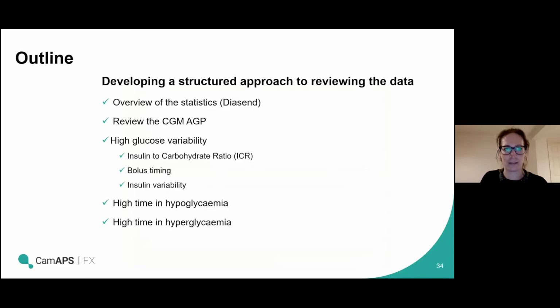So hopefully over the past 30 minutes, we've covered an approach to looking at the data in Diasend. There's so much data there, and I think it can be easy to get a bit lost in it.